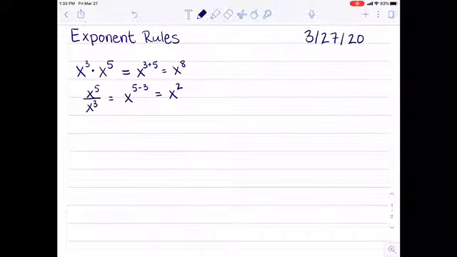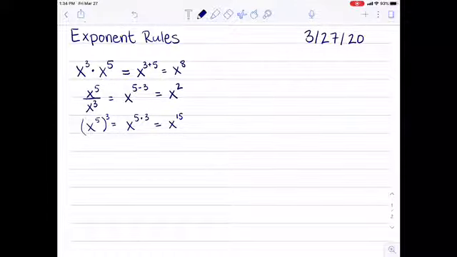Our next possibility is we could have a power to a power. For example, I might give you x to the 5th power to the 3rd power. Remember that when you have a power going to a power, that's when we multiply those exponents. So this becomes x to the 5 times 3 power, or in other words, x to the 15th power.